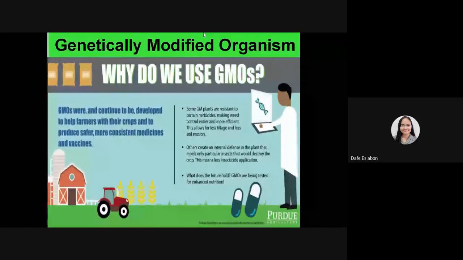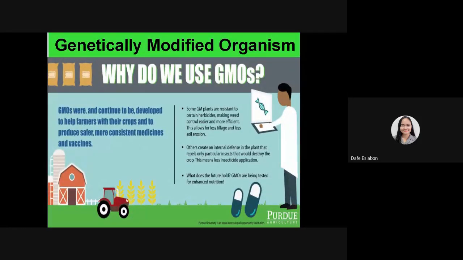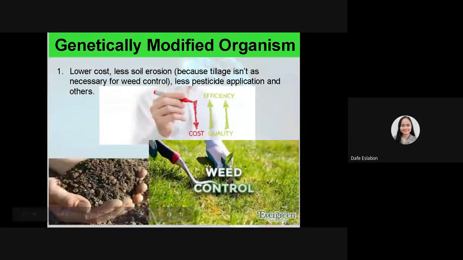All right, that's it. So those are a few reasons why we use GMO or apply biotechnology in our products and crops. Now these are the specific reasons why we use GMO. First, it is lower cost, less soil erosion because the tillage or plowing system is not as necessary for weed control, less pesticide application, and others. As you can see on your screen, you can save a lot of money. It's lower cost. If you opt to use GMO products, you can save a lot. And less soil erosion, and there is weed control.